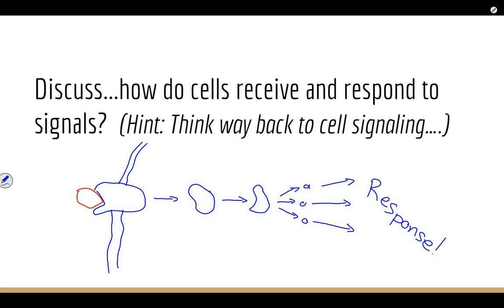And then when the ligand bonds to that protein in the membrane or inside the cell, it causes that protein to change shape, which then activates another molecule, which maybe goes and phosphorylates another one, which then releases a bunch of second messenger molecules that then go out and trigger some kind of cellular response.